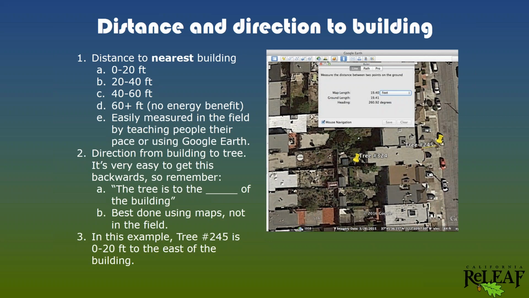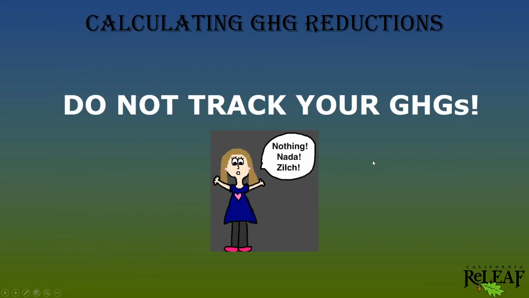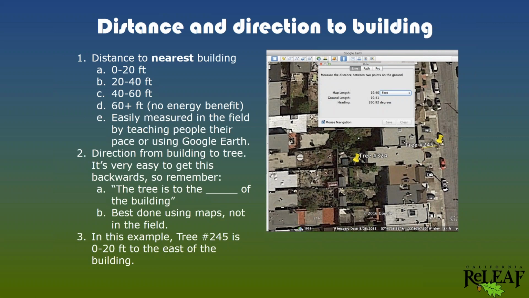So here's an example. Tree number 245, I've used Google Earth, and it has this little ruler measuring tool. It's 19.4 feet from the building, so it's 0 to 20 feet, and this tree is to the east of the building. Tree number 324 is to the west of the building. So that is basically the process for all of those things.